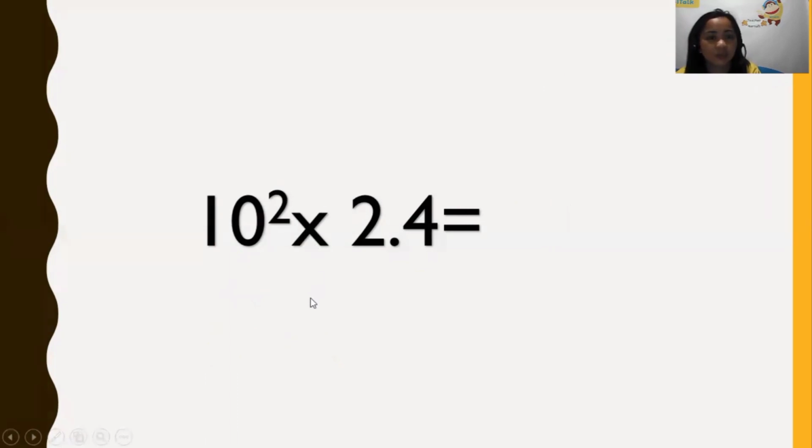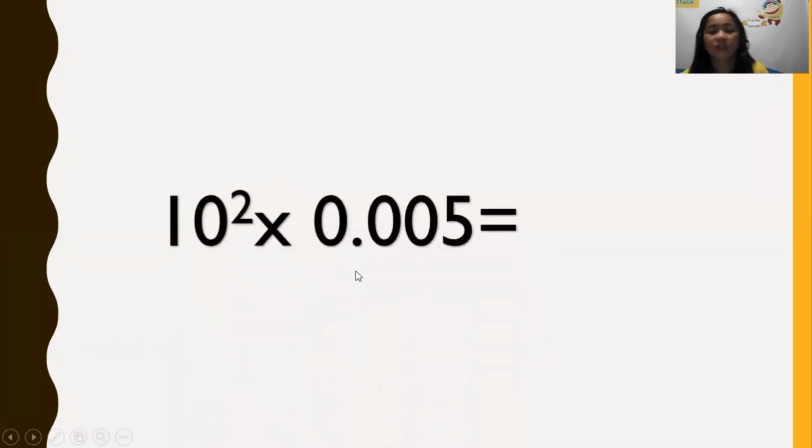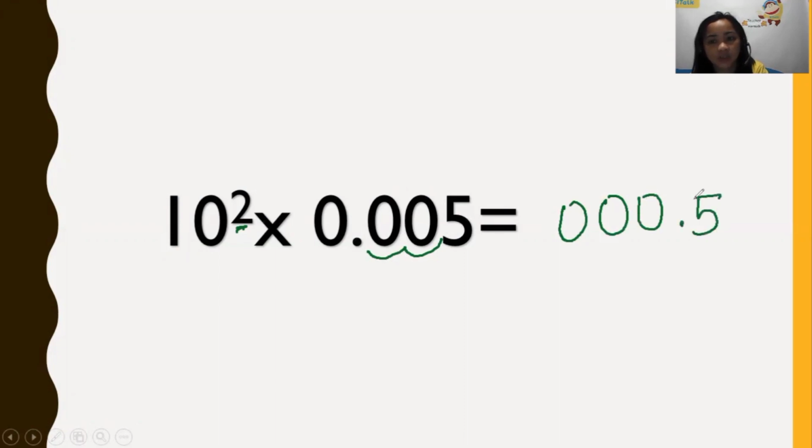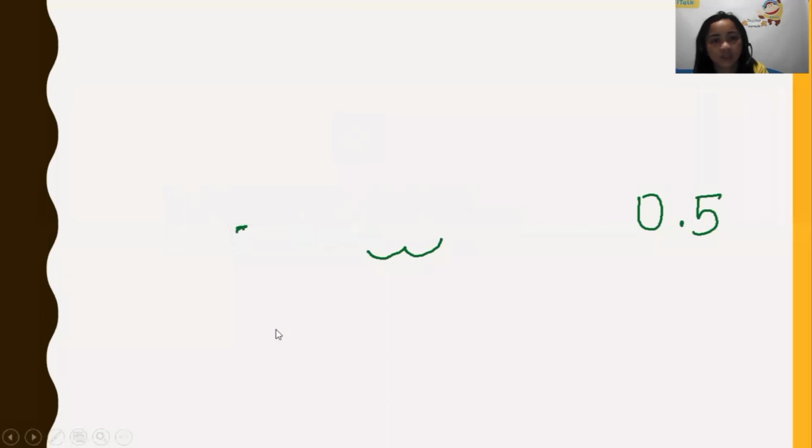Let's have another example. We have 10 squared times 5 thousandths. 10 squared means 100, so we move 2 places. 1, 2. So, ayun na. 0, 0, 0.5. Ayun, daming 0 sa unahan. Hindi na natin kailangan to, so kailangan mo na siyang burahin. We just need to have 1 0 here. So, the answer is 5 tenths.